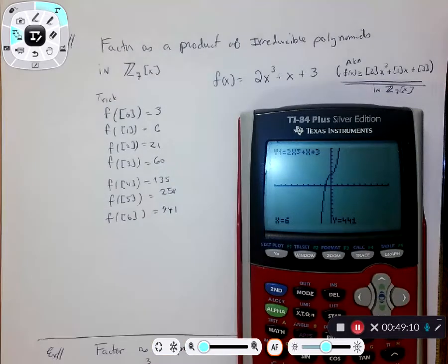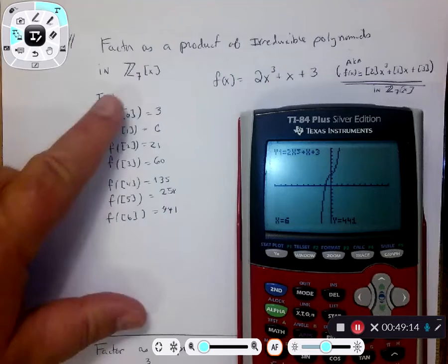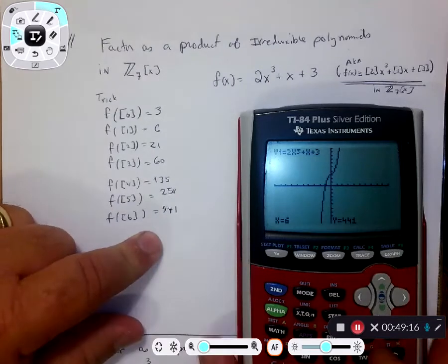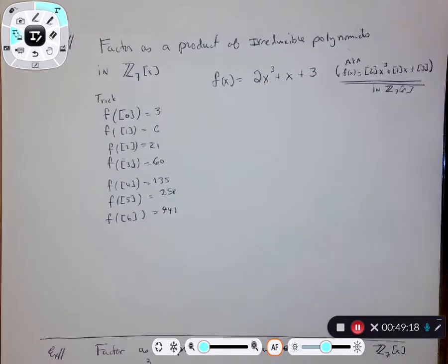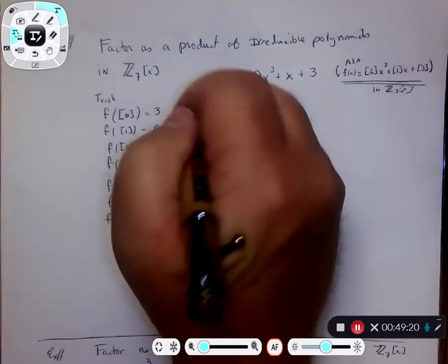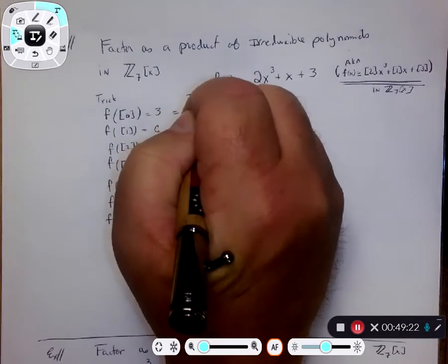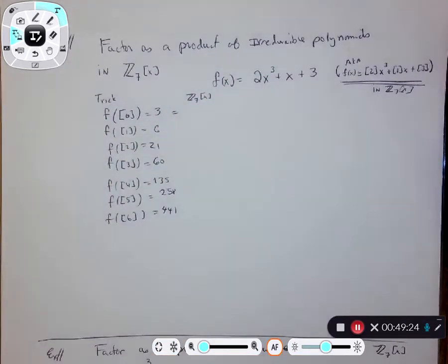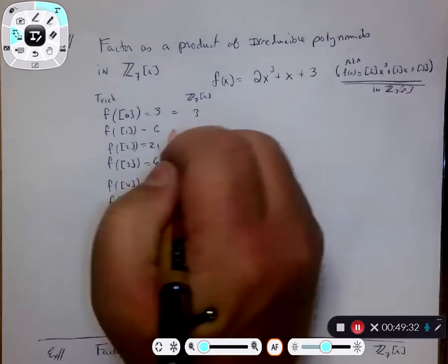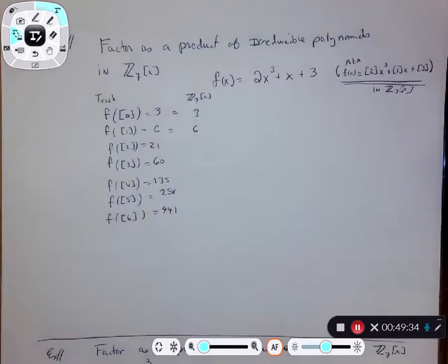Well, I don't see any zeros, Dr. Taylor. Well, yeah, you don't, not at this point, because we're in Z7, and some of these numbers are bigger than Z7. So I can take these numbers and see what they are in the world of Z7. They have to be numbers in Z7, but it is a polynomial coming from Z7 adjoin x. So 3 is 3 because that's in one of my equivalence classes, and 6 is 6 because that's in my equivalence class from 0 through 6.